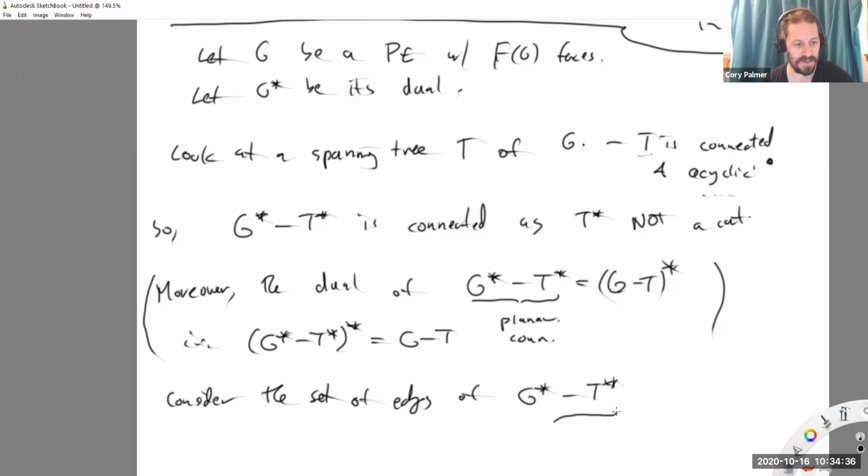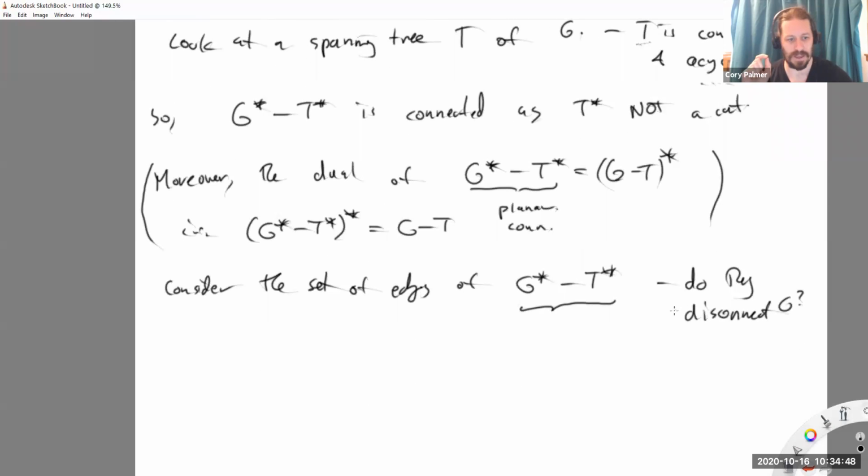And these ones, let's ask the question: do they disconnect G? So do the dual edges corresponding to these guys disconnect G? The dual edges of these edges are what edges? Actually, Ethan did point it out. They're these edges here. When I remove these edges, what graph am I left with? If I remove G minus T from G, I'm left with T.